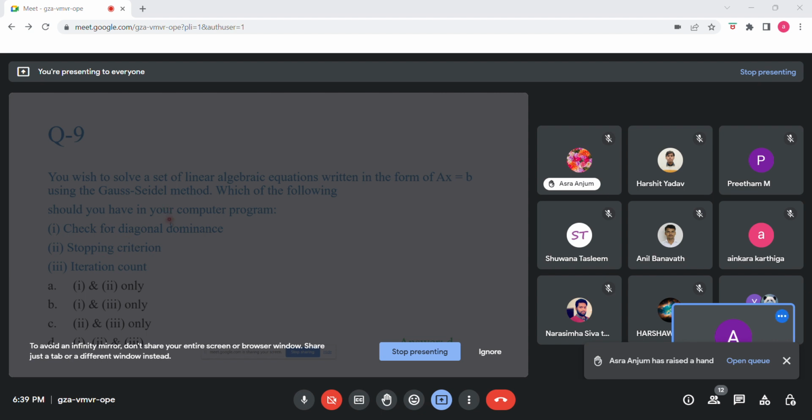We'll check for the diagonal dominance, and also there will be a stopping criterion. We'll give a tolerance value to show when the system needs solving needs to be stopped, and also we'll get the iteration count.